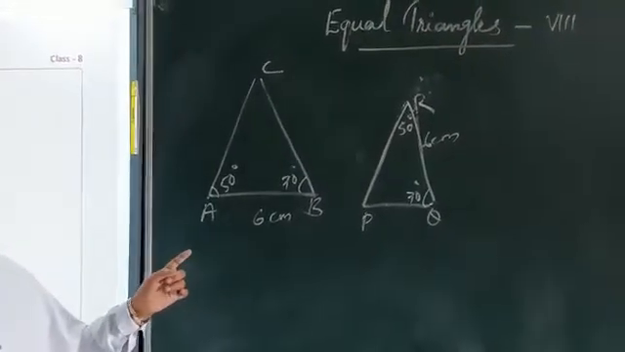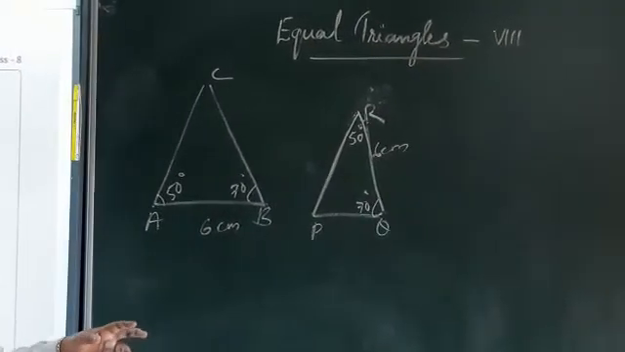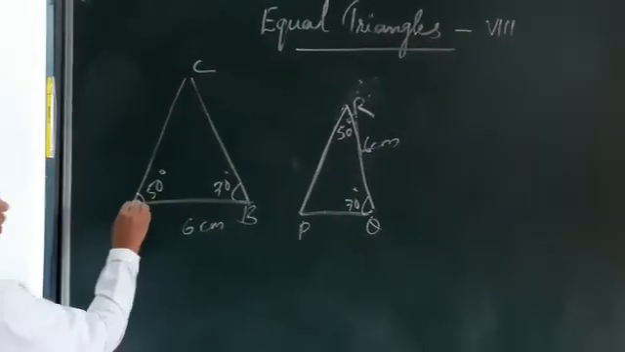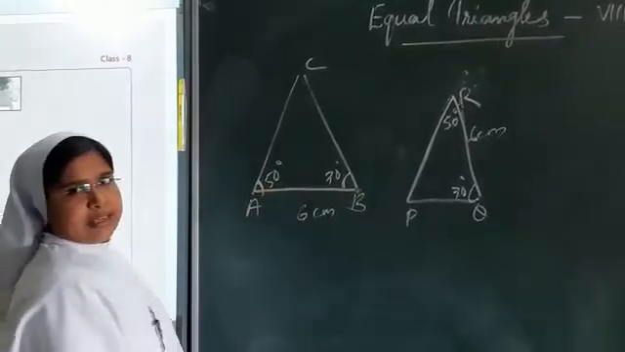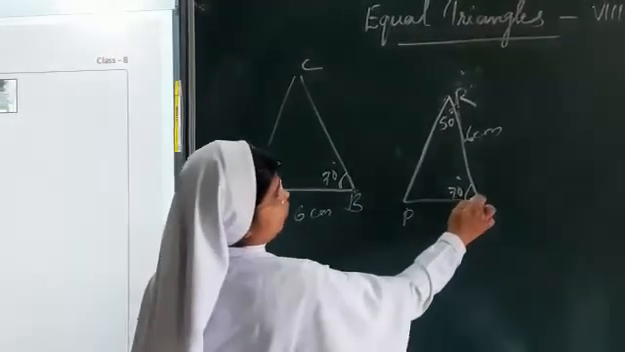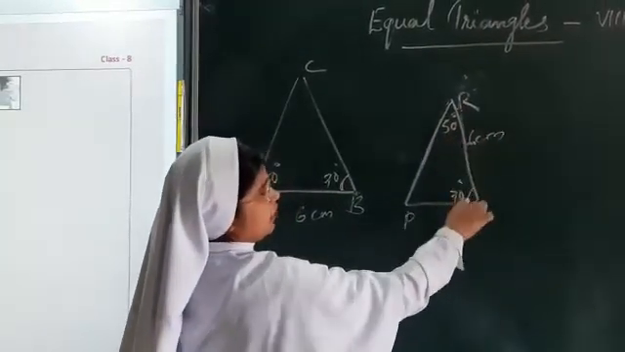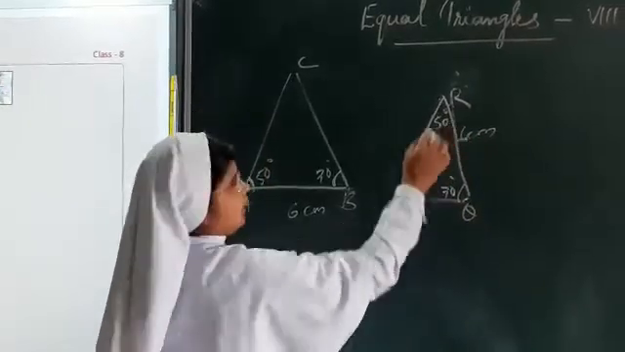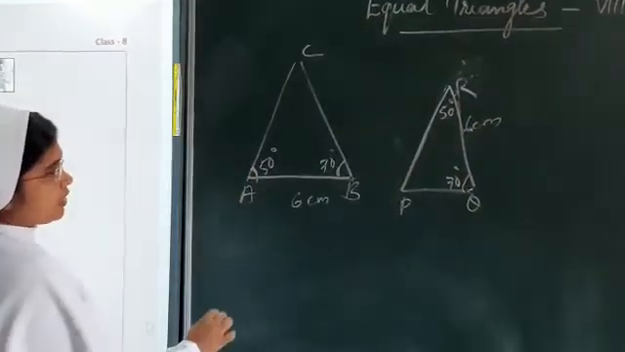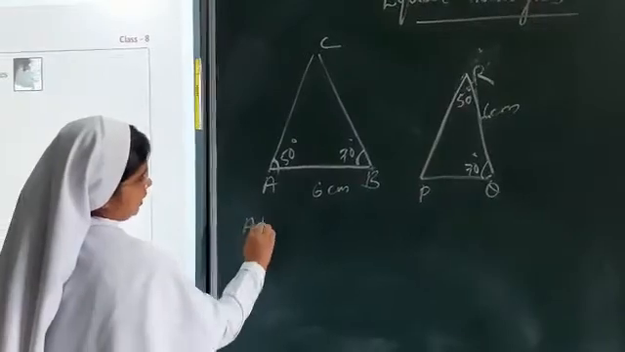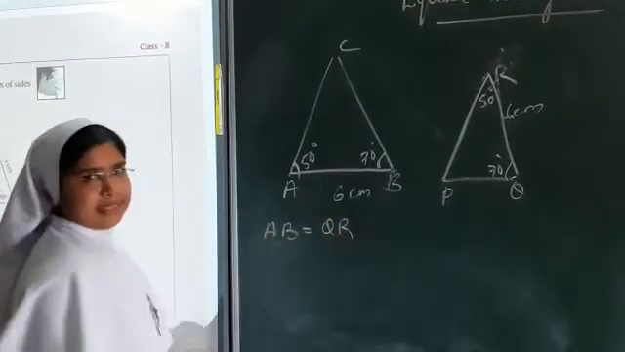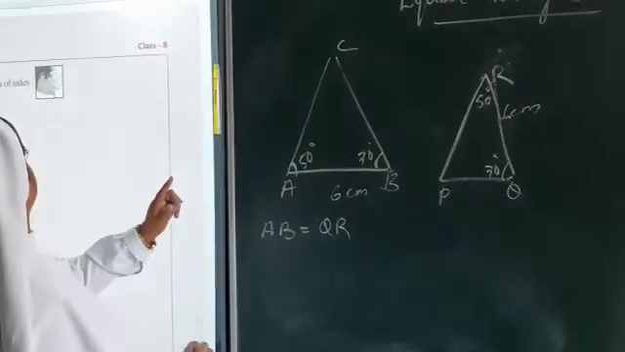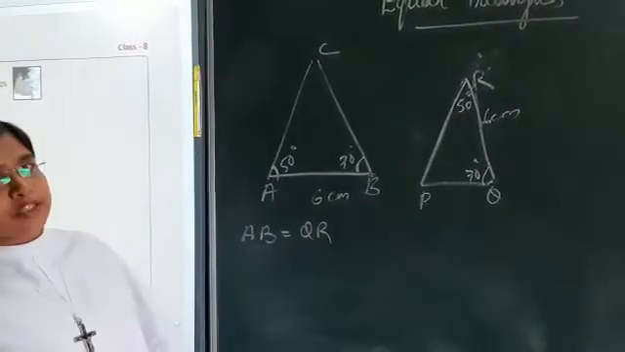So using the third principle we have learned just before, you see here, one side and the angles at its ends are given. Here also in the same way, QR is equal to 6 cm and angle Q and angle R are given. Now let us write down AB is equal to QR. The sides. The question asks to write not the angles, but the matching pairs of sides.